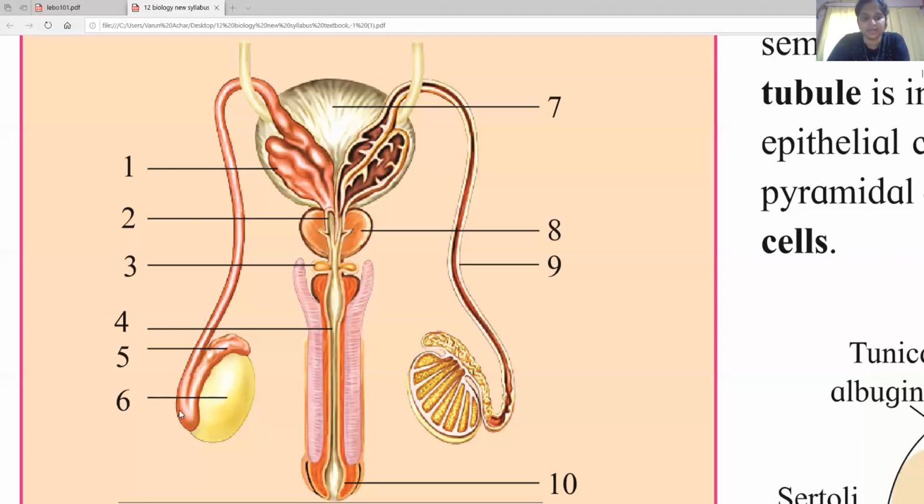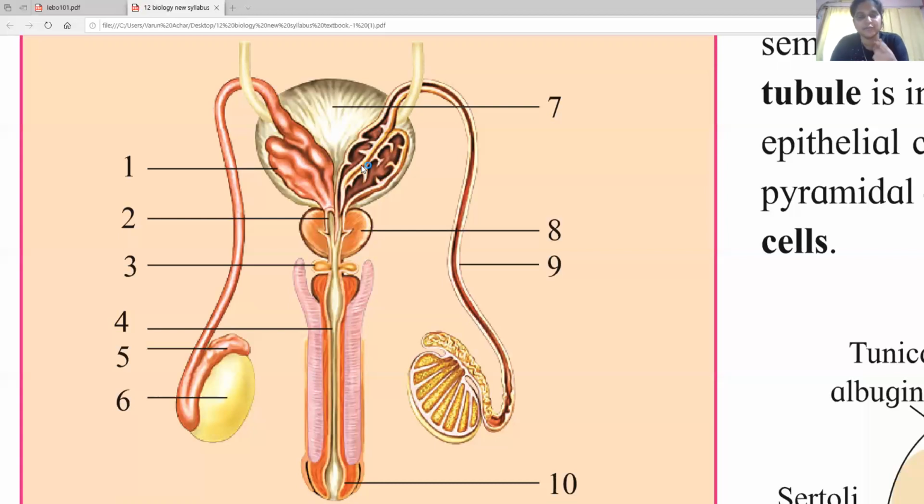Then the sperms will go on into this pipeline, and this pipeline is the vas deferens, not because it gives you a lot of vas, but the word comes from vascular, and vascular means transport. So this is the one that does the transport work. This number 9 here is the vas deferens. The vas deferens will reach near your seminiferous tubule, and the seminiferous tubule is where the semen is made.